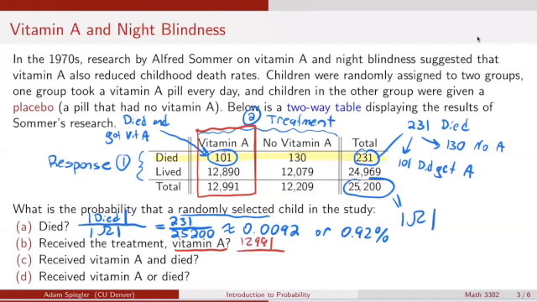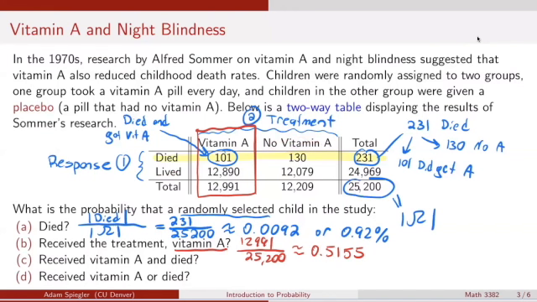12,991 out of the 25,200. And so taking that fraction gives us 0.5155. So this tells us that approximately 51.55% of the children in this study got the treatment vitamin A, and then the other 49-ish% got the placebo, or were in the control group that did not get any vitamin A.